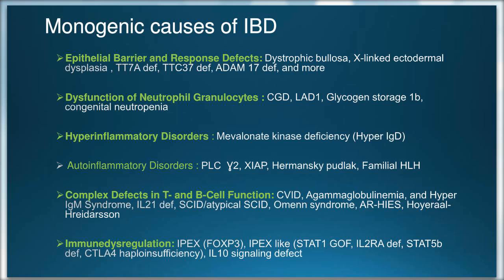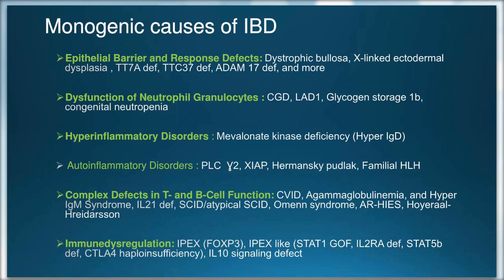So can I go ahead with the differentials? Yes, please. Okay, so I'm not going into details of all the diagnoses, but I think it's important to think of the diagnosis in these categories. For example, epithelial barrier and response defects, which happen because of epithelial signaling defects. Dysfunction of neutrophil granulocytes, the common one being CGD. Hyperinflammatory disorders like mevalonate kinase deficiency, autoinflammatory disorders, and even complex defects in T cell and B cell function can also present with IBD. The last one is immune dysregulation. IPEX and IPEX-like syndromes as well as IL-10 signaling defects can present with IBD.